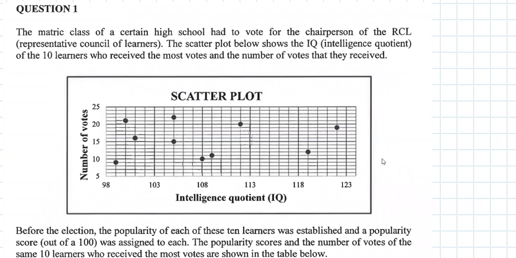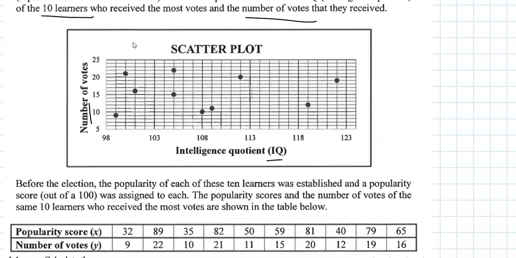The matric class of a certain high school had to vote for a chairperson. The scatter plot below shows the IQ of the 10 learners who received the most votes and the number of votes that they received. So here's a scatter plot comparing number of votes to IQ. Before the election, they looked at the popularity of each of these 10, with a popularity score out of 100. The popularity scores and the number of votes of the same 10 learners are shown below.